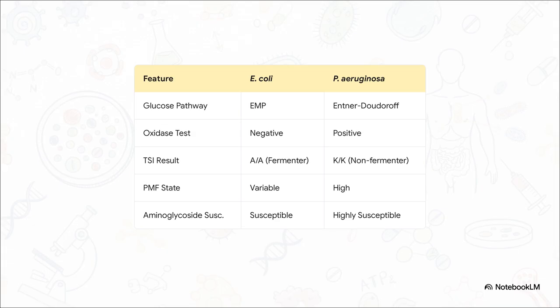Its PMF state is variable, which means it's only susceptible to aminoglycosides when it's actively respiring. Now Pseudomonas, the specialist, uses the Entner-Doudoroff pathway. It's oxidase positive. It's a K over K on TSI. And as an obligate aerobe, its PMF is always high, always on, making it highly susceptible to aminoglycosides. You need to know this table. It connects every single concept we've talked about today.